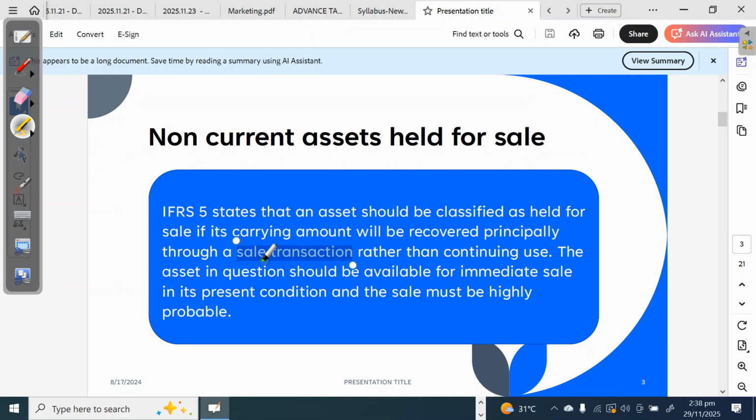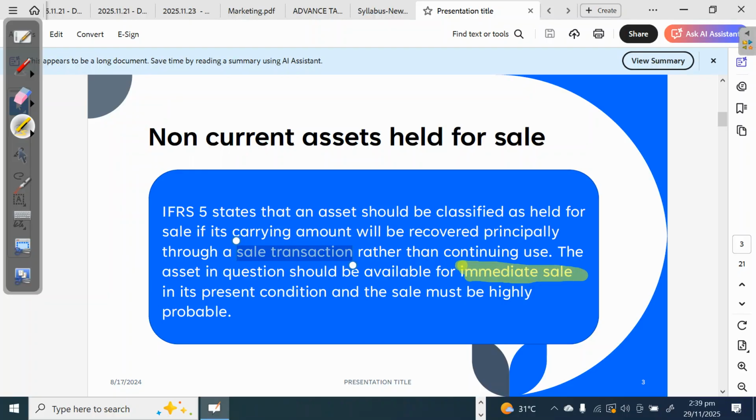So any asset that we intend to sell, which is a non-current asset, we have to classify it as held for sale. And there are certain conditions. The condition is that the asset in question should be available for immediate sale. The key word here is immediate.